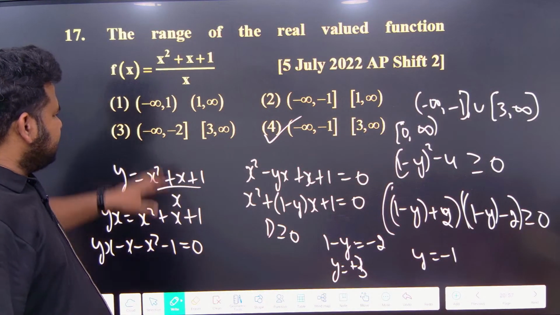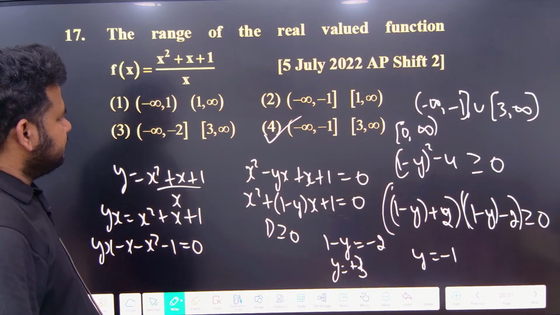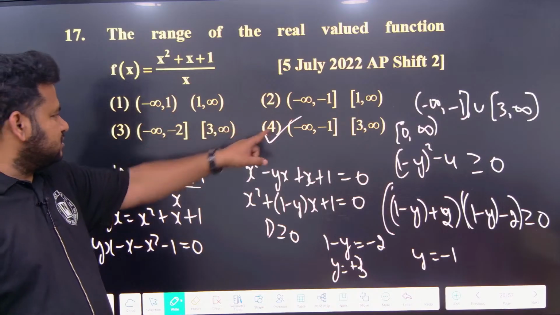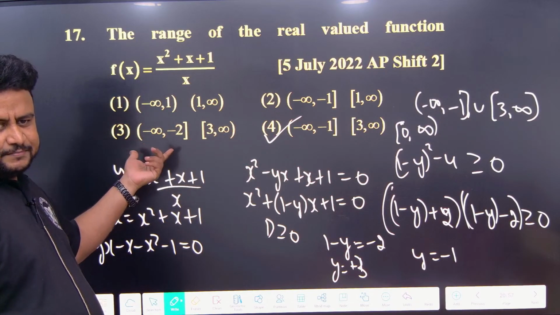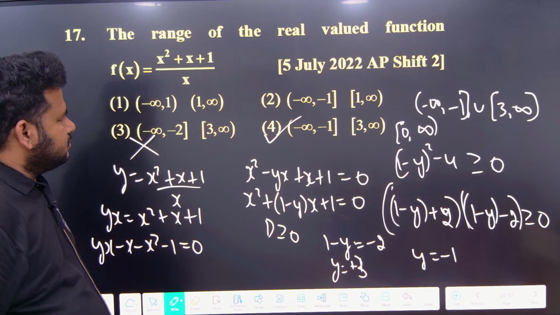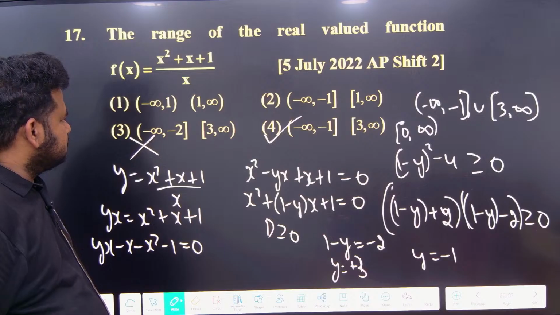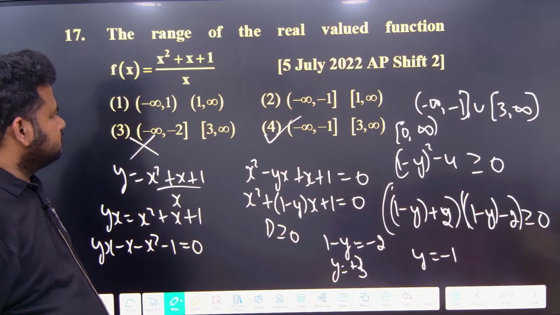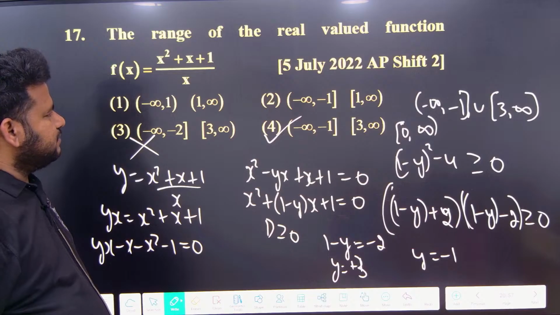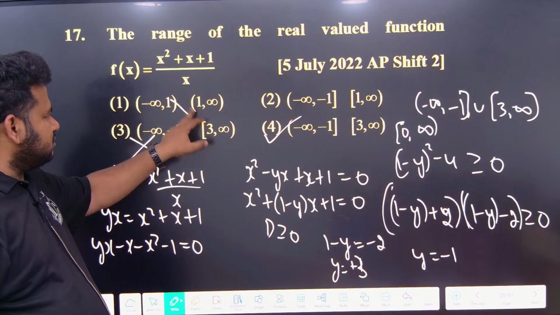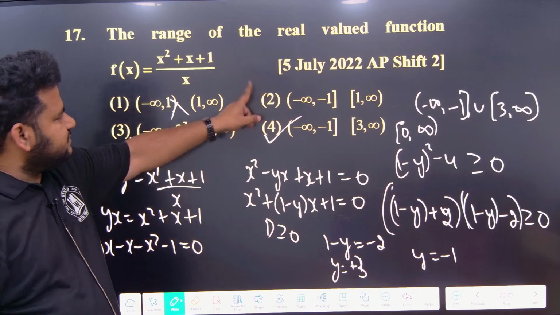Now first of all, tell me, in which option will you eliminate? Third option we will eliminate. See here, everywhere 1 is there, but here uniquely 2 is coming. So we will eliminate this. Also we are getting minus infinity comma minus 1 everywhere, but here minus 1 is not there. I will eliminate this also.